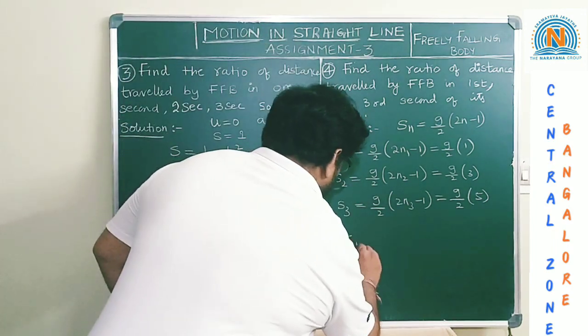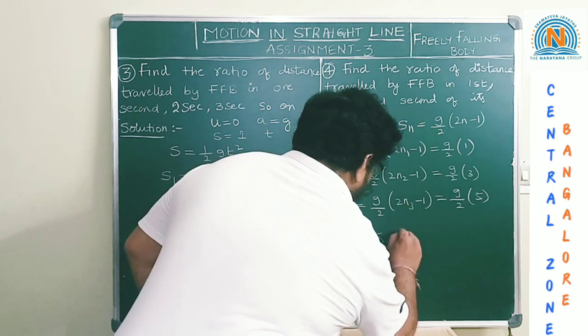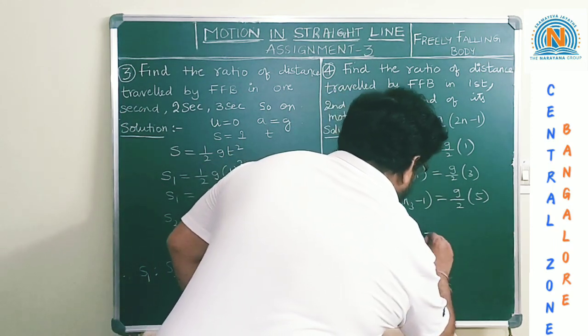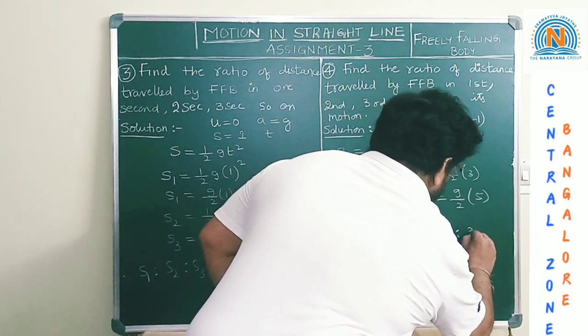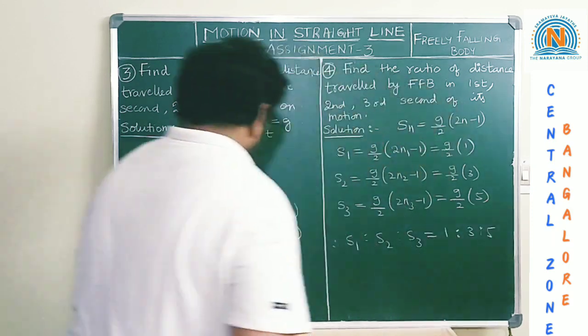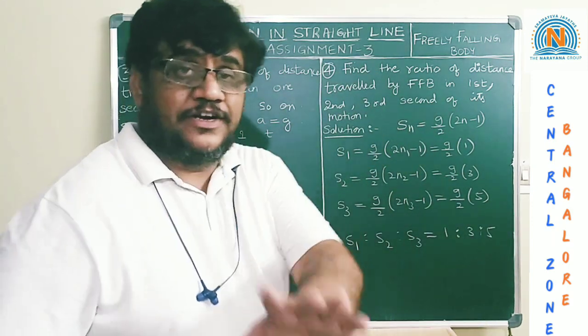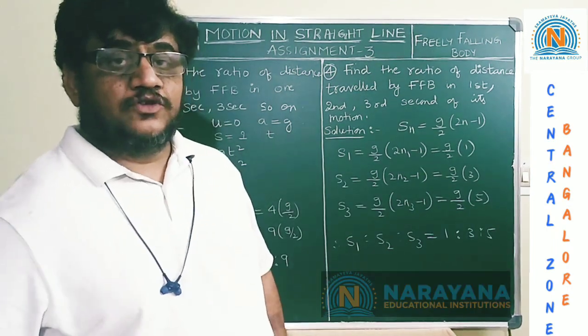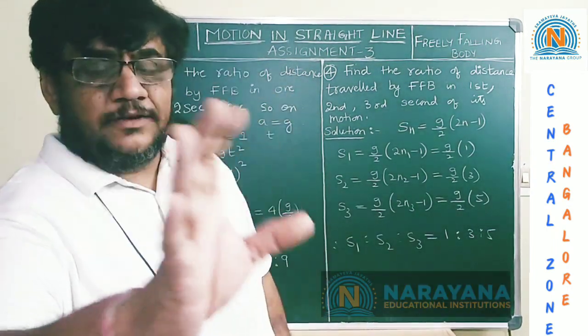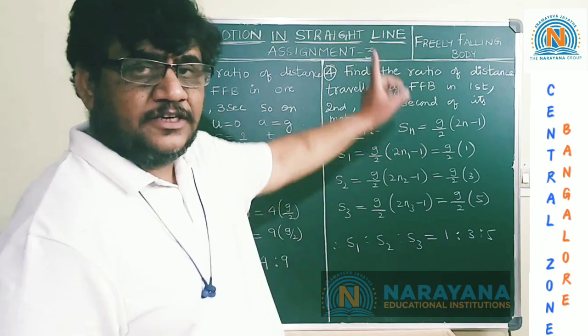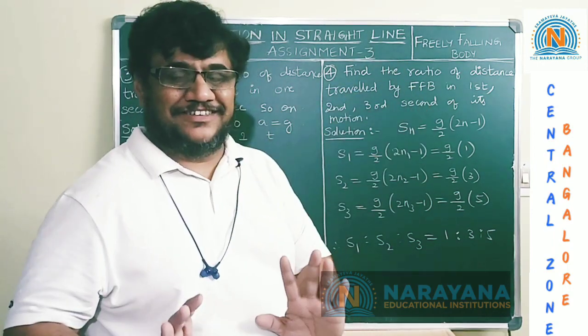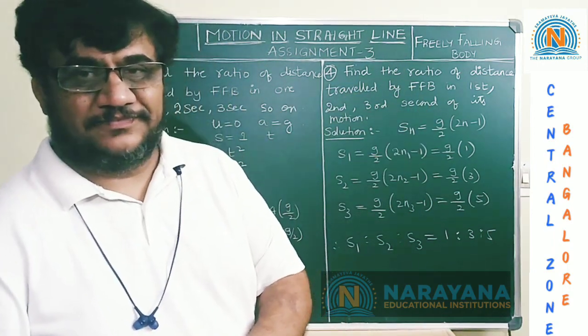Therefore, S1 is to S2 is to S3 will be in the ratio of 1 is to 3 is to 5. This ratio is 1 is to 4 is to 9. This ratio is 1 is to 3 is to 5. So with this, children, all the important model problems related to freely falling body are completed. That's it. Thank you.